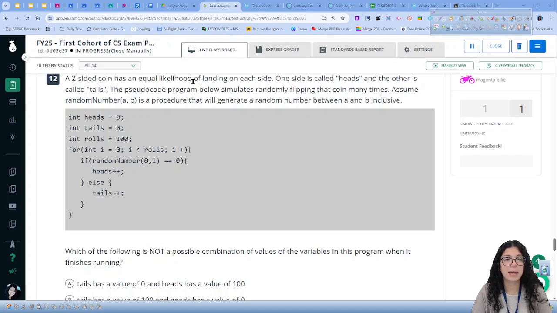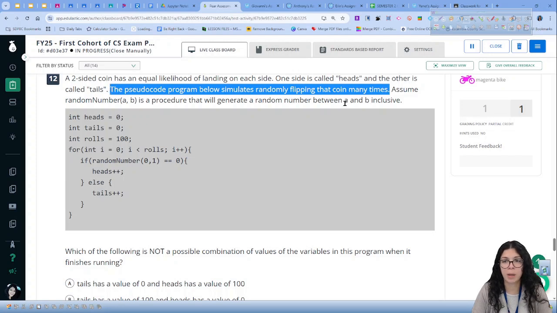A two-sided coin has an equal likelihood of landing on each side. Okay, so we have a regular two-sided coin. One side has heads and the other side has tails. The pseudocode program below simulates randomly flipping the coin many times. So we're flipping the coin a bunch of times.